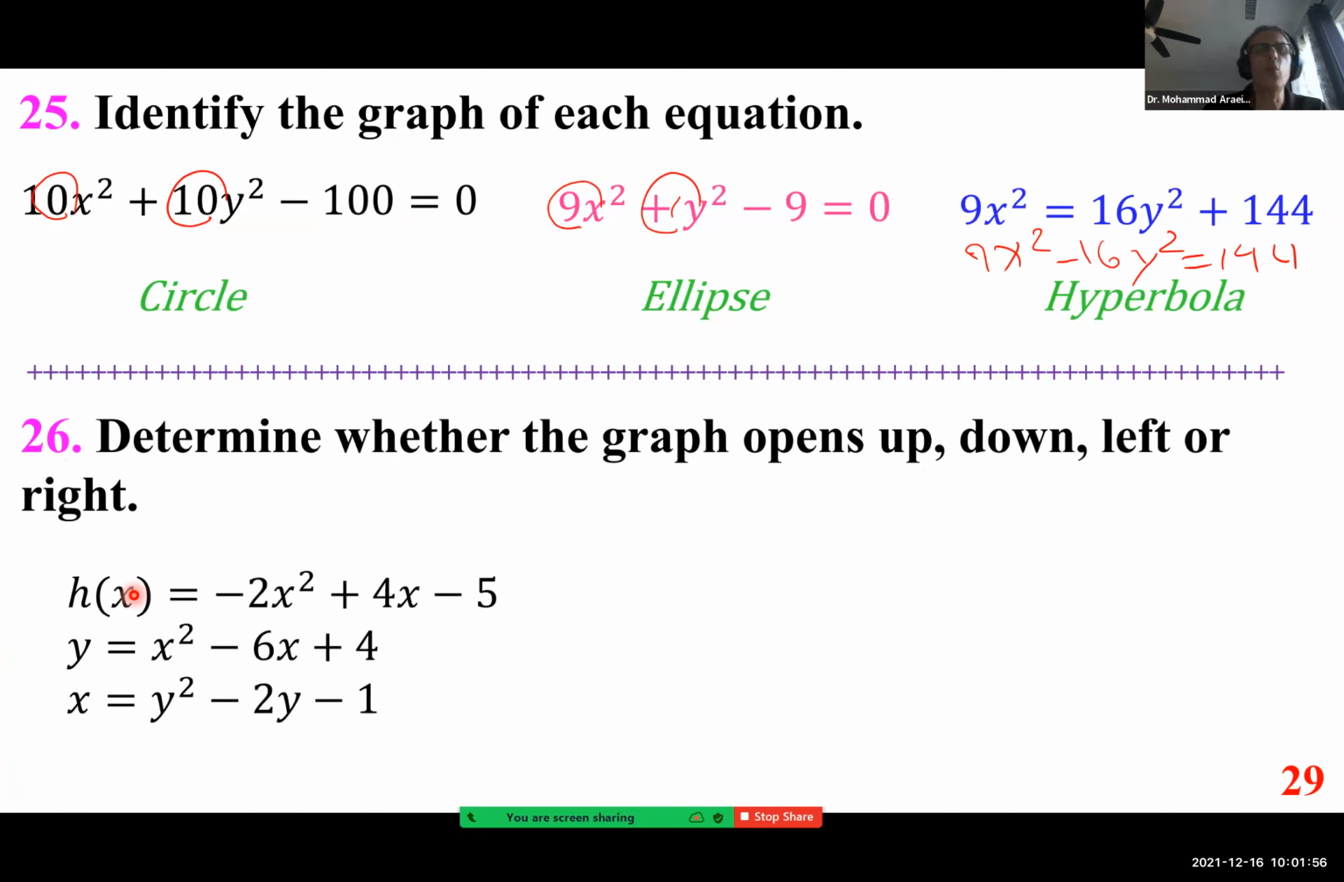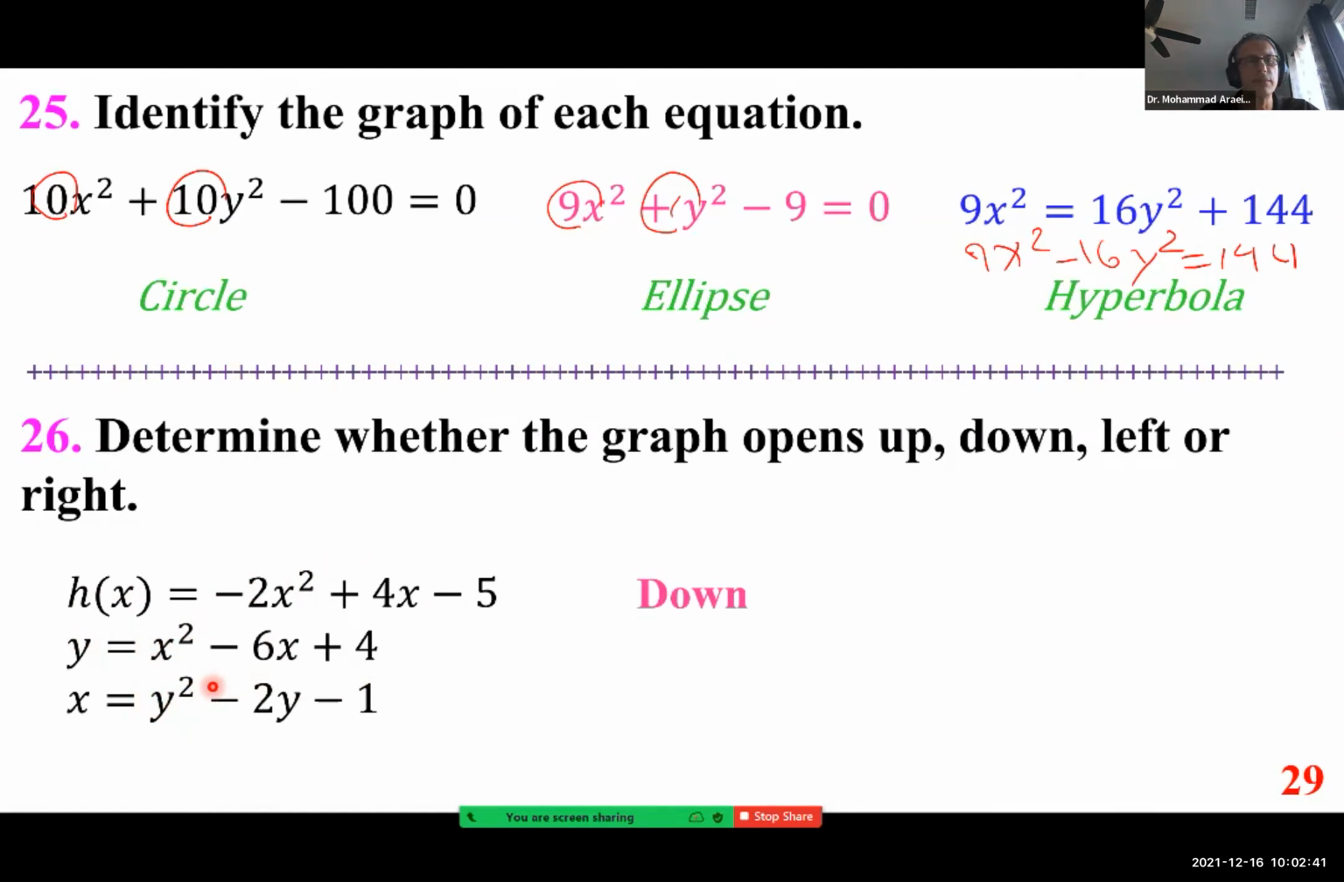Now, if one of them has a degree 2, then it's some sort of a parabola. If x is of degree 2, it opens up or down. If y is of degree 2, it opens sideways. So when we look at this one, x has degree 2, it opens up or down. This is negative, makes it opening down. Again, x has degree 2, up or down. A is positive 1, so opens up. Y has degree 2, so opens to the right or left. A is 1 or positive, and it opens to the right.